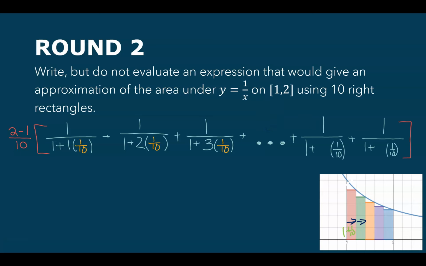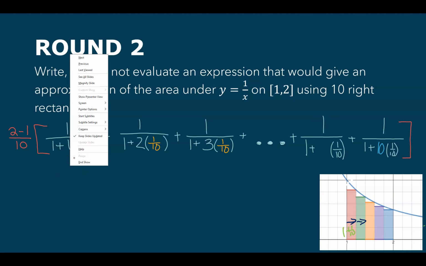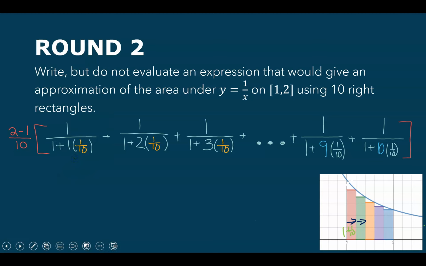We need to say where that pattern ends. And that pattern is going to end with 1 over 1 plus some number of tenths. Well, the first rectangle had a 1 tenth, the second rectangle had a 2 tenths, the third rectangle had a 3 tenths, and the 10th rectangle will have 10 tenths. In fact, I think I have that animated. I do. And then the penultimate, the second to last rectangle, is going to have 1 less than 10, 9 tenths.